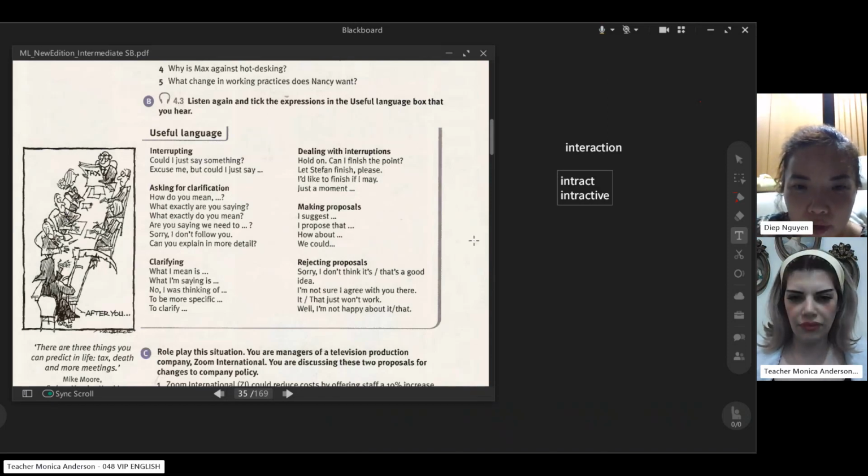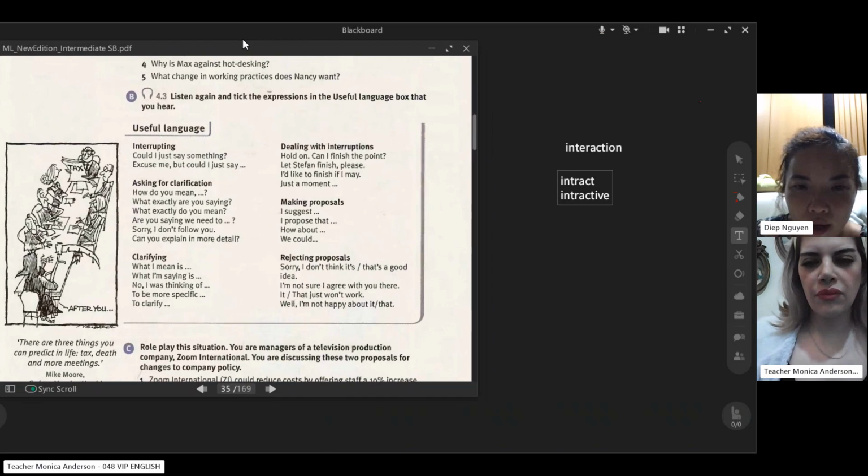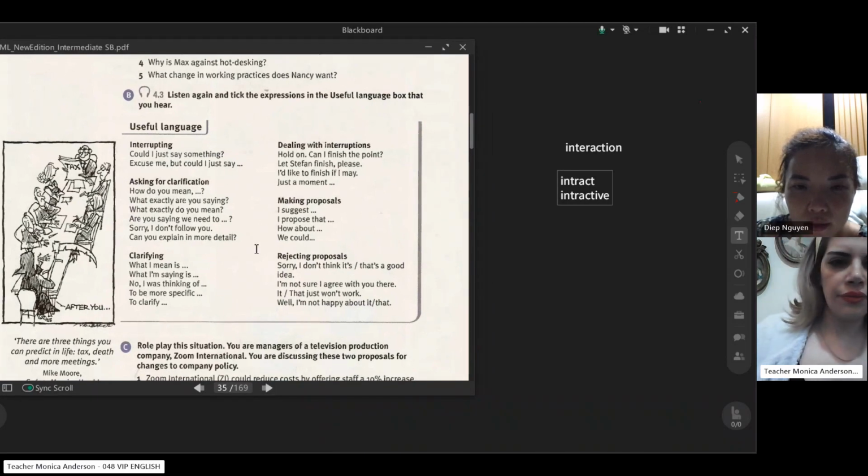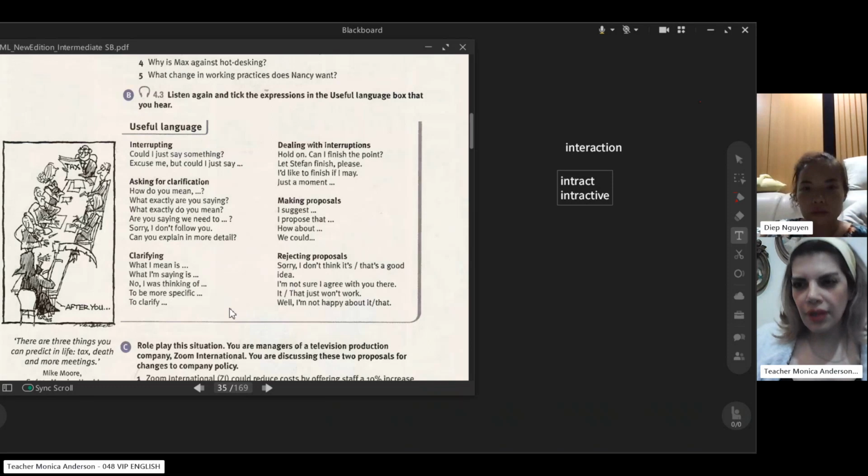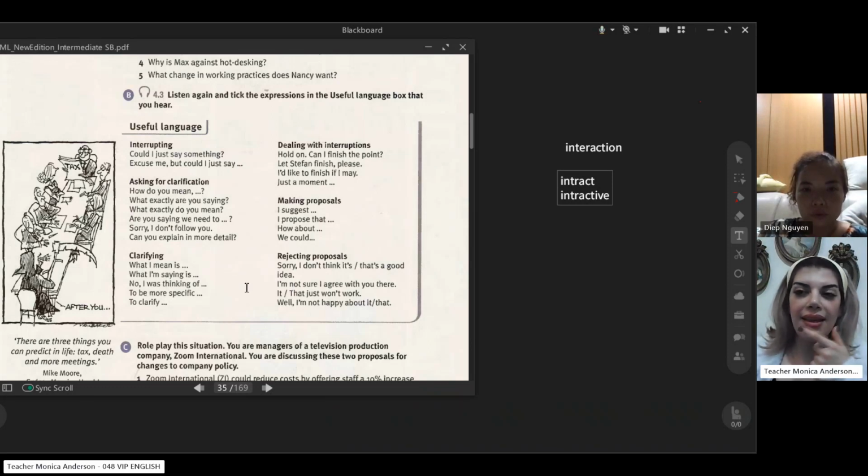I'm not sure I agree with you there. Yeah, I'm not sure. And the last thing, I think, that the girl said: well, I'm not happy about it, something like this, because I think it's not a good idea for the present time. So, well, I'm not happy about it. Of course, let me briefly talk about this because we don't have much time.